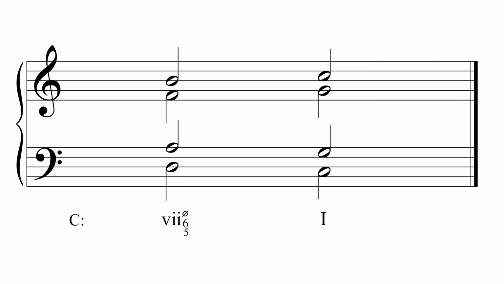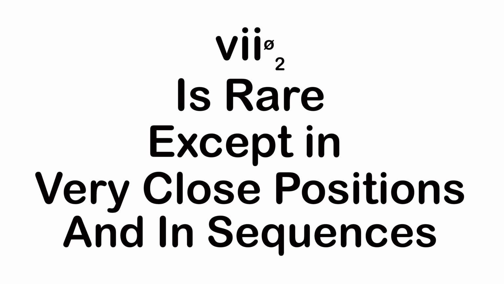The half diminished 7/6/5 chord is a problem because the 5th between the 3rd and the 7th cannot be avoided. The half diminished 7/4/3 offers some hope. Note the skip in the bass, common with 4/3 chords. The half diminished 7/2 is rare except in very close positions and in sequences.